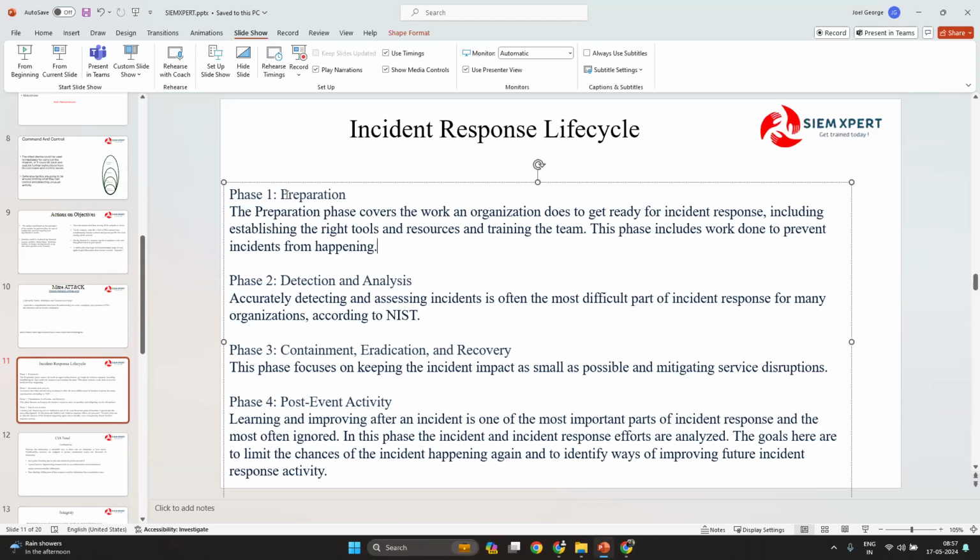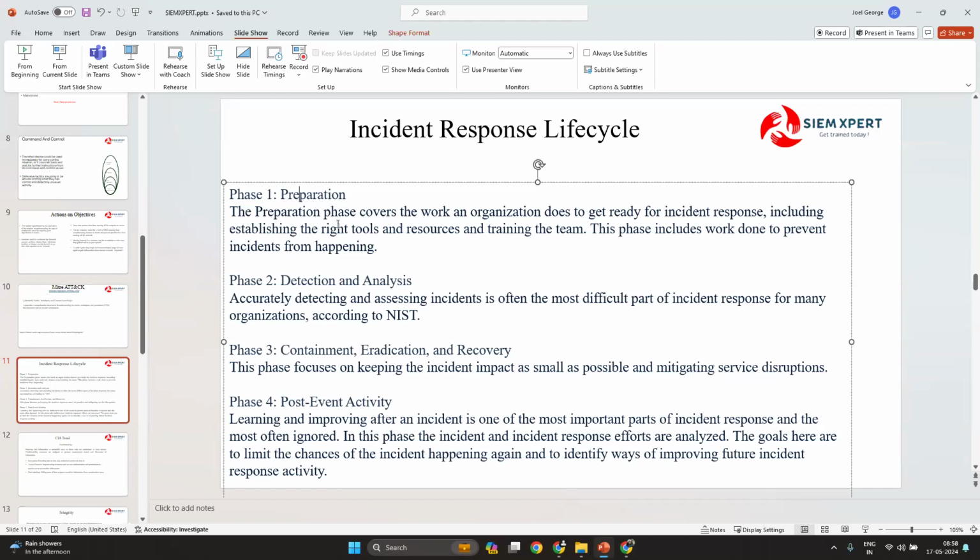So there are four phases. This is the NIST framework. First is preparation, then comes detection and analysis, then comes containment, eradication, and recovery, and post-event activity or lessons learned. Now, in the preparation phase, what is the security team or an organization looking at? This is pre-incident. Before an incident can happen, how should an organization be prepared?